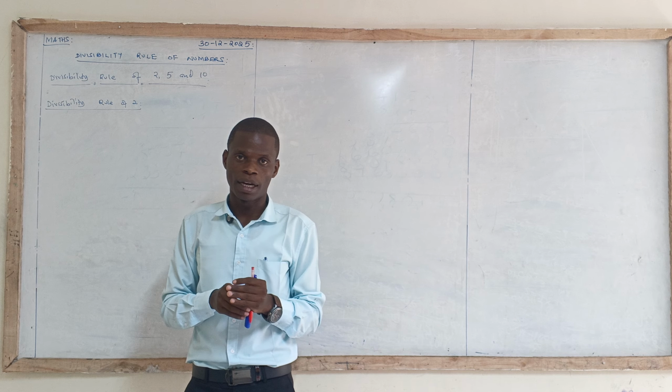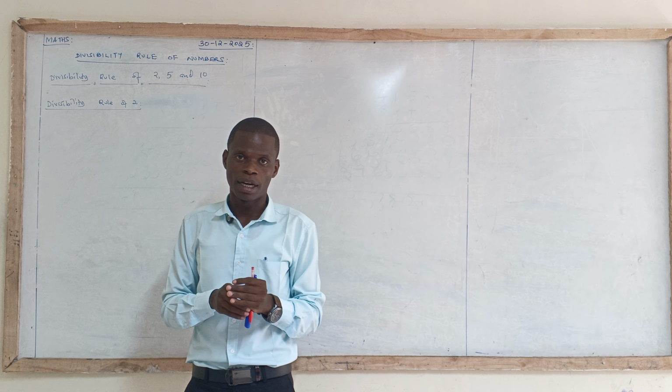Now, the next one. C. What do you have? 6,701. No matter the number, what do we need to look at? We need to look at the last digit. We know that a number is divisible by 2 if the last digit is 0, 2, 4, 6, or 8.